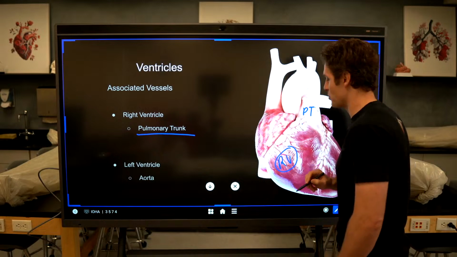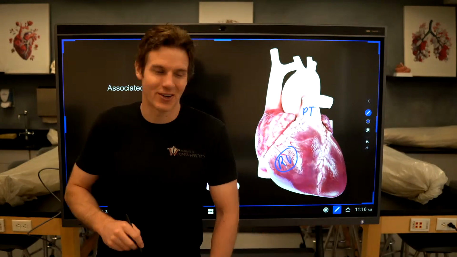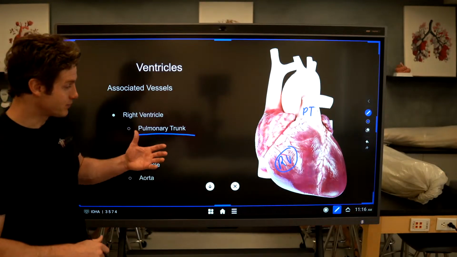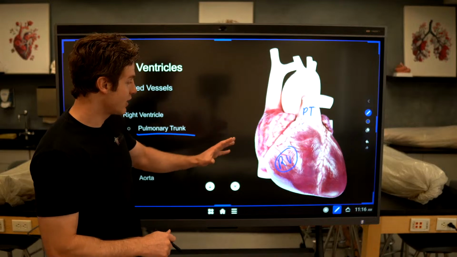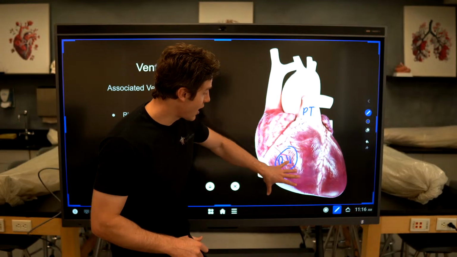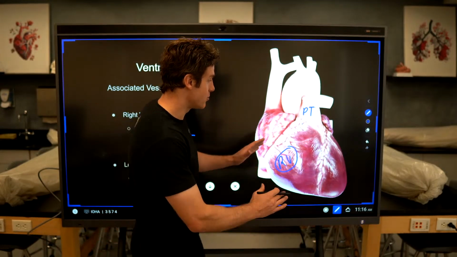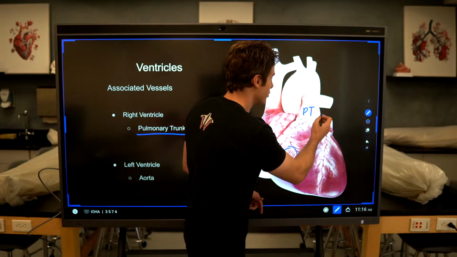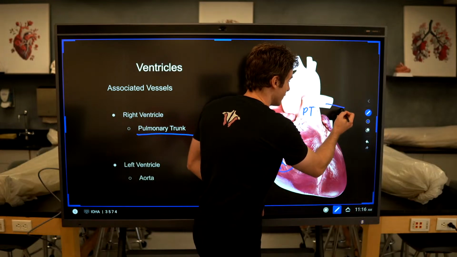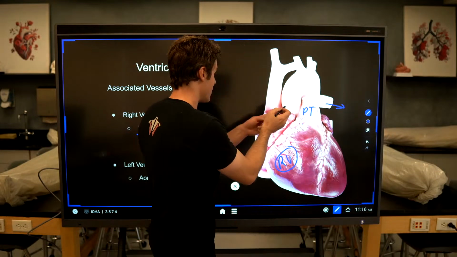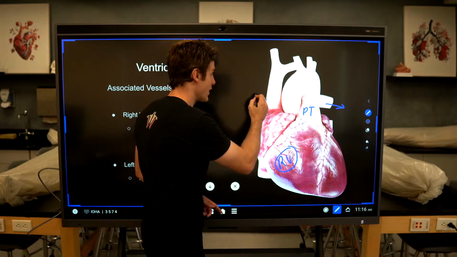Thanks, everybody, for the patience there. So now we have the pulmonary trunk. So pulmonary trunk is going to take this deoxygenated blood from the right ventricle. It's going to shove the blood into the pulmonary trunk, and then we have a left pulmonary artery, and then behind, we can't see it, we'd have a right pulmonary artery.